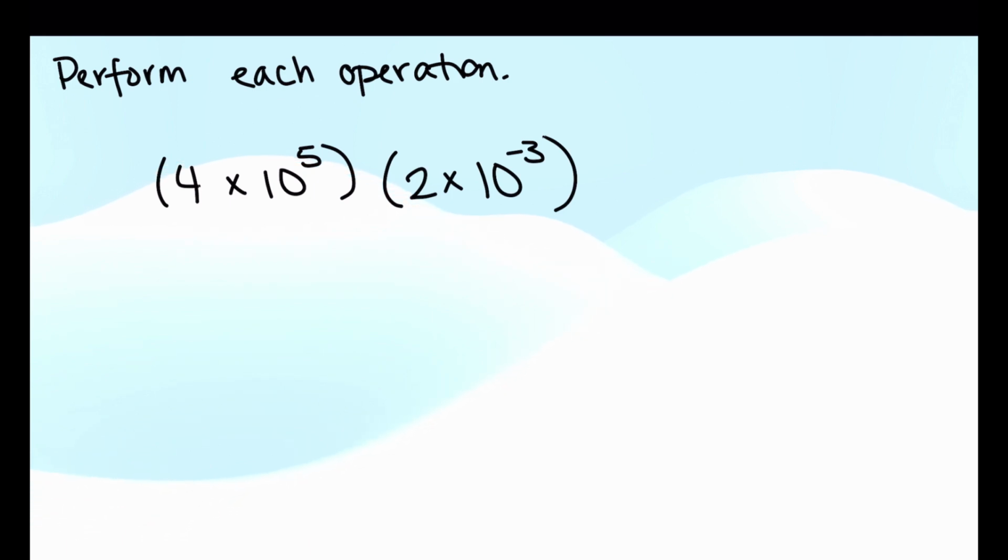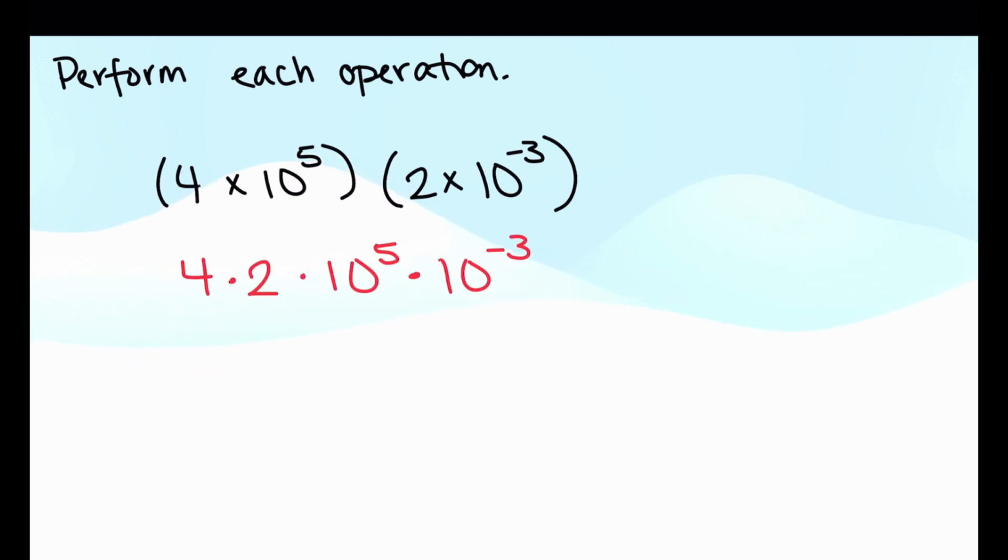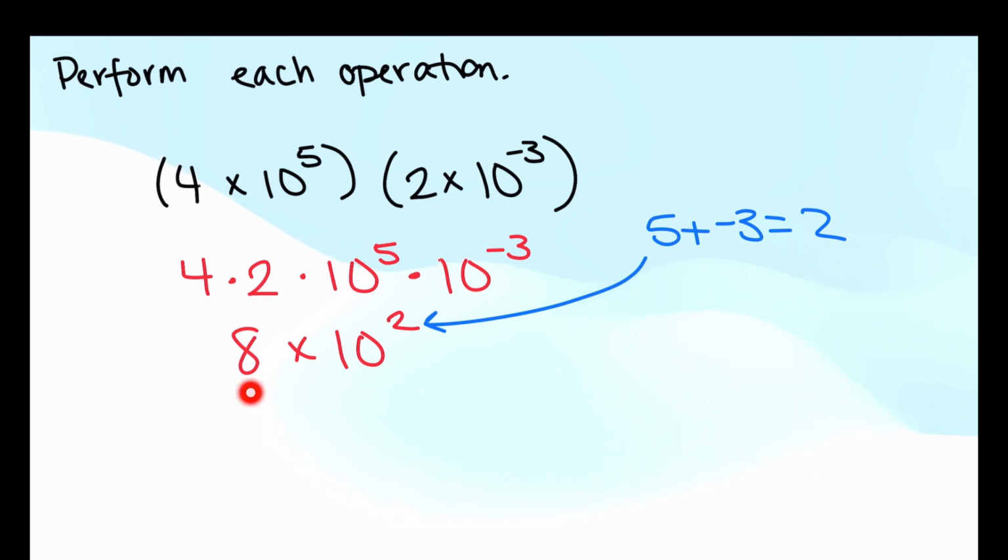So for example, if I have the number 4 times 10 to the 5th times 2 times 10 to the negative 3rd, I can multiply in any order I want. This is really just a product of a bunch of things. So I'm going to take the 4 times the 2, and then I'll take the 10 to the 5th times 10 to the negative 3. 4 times 2 is 8.